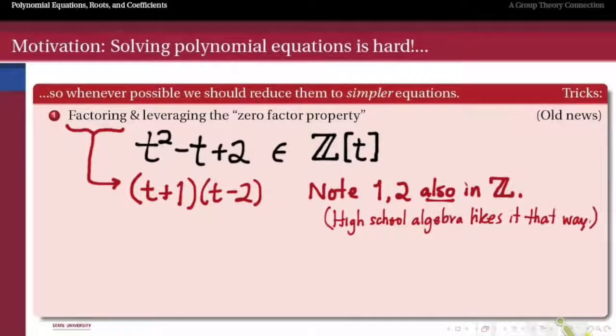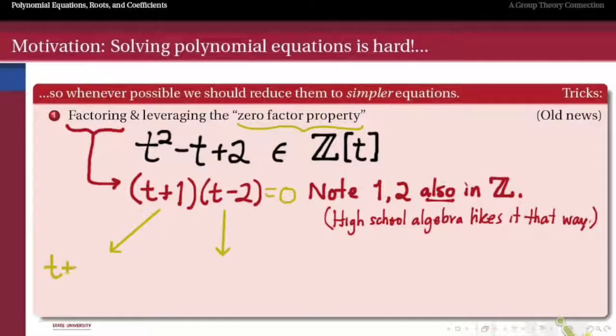High school algebra likes it this way, that when you factor a polynomial in high school algebra, if you can't get it to work with integers in the factors, then generally you just say that you can't get it to work, right? If you can't factor it and find the two integers that work, then you're just going to not factor. We'll see this semester that we can actually do a little better than that.